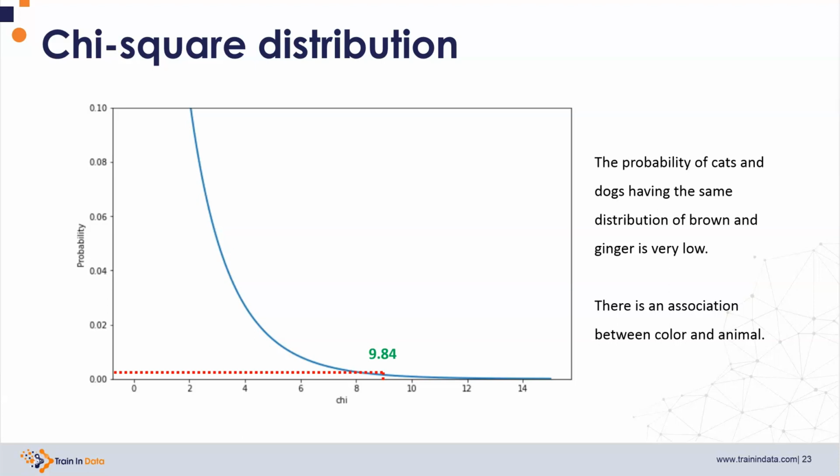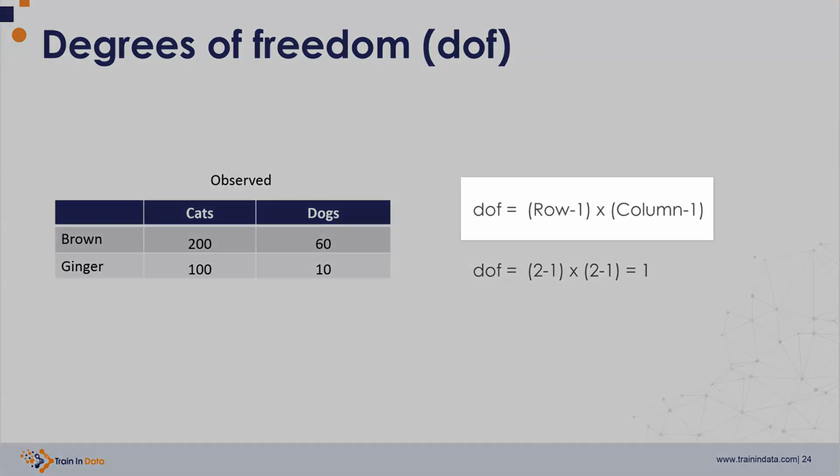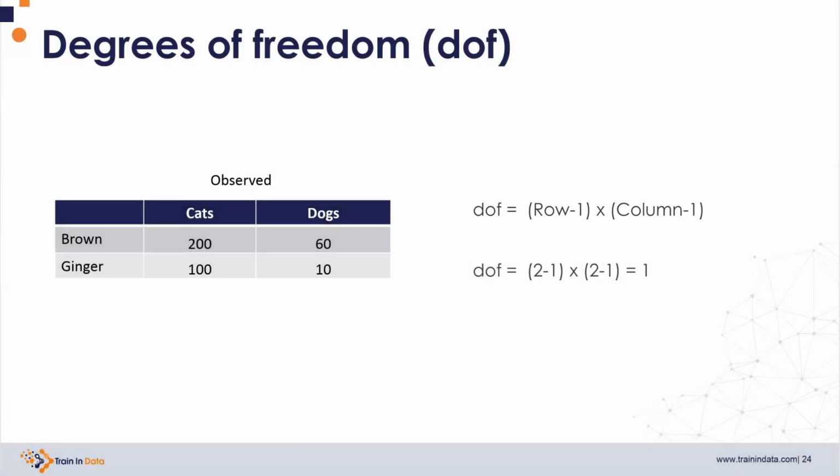So now, I mentioned previously that the parameter of the chi-square distribution is the degrees of freedom. So how do we calculate the degrees of freedom? It's very easy. The degrees of freedom for any contingency table is the number of rows minus 1 times the number of columns minus 1. So in all the examples that we were working with in this video, we have 2 minus 1 times 2 minus 1. This means that the degrees of freedom for our distributions is 1.